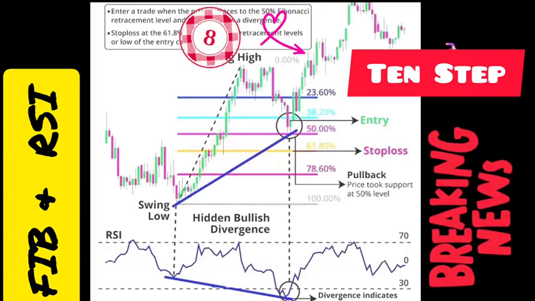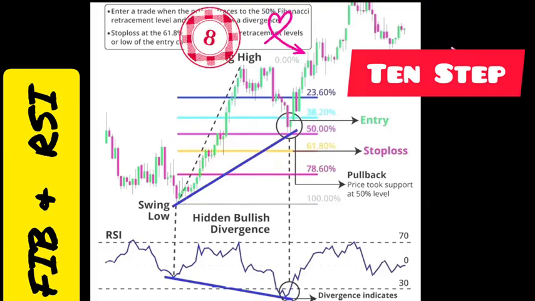Step 8, define your profit targets. Target the previous swing high for your first take profit. For a more aggressive trade, use Fibonacci extensions. Aim for the 161.8% extension level.